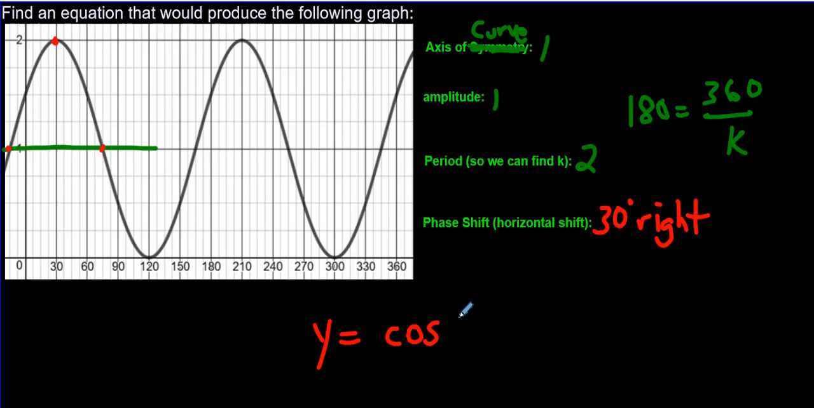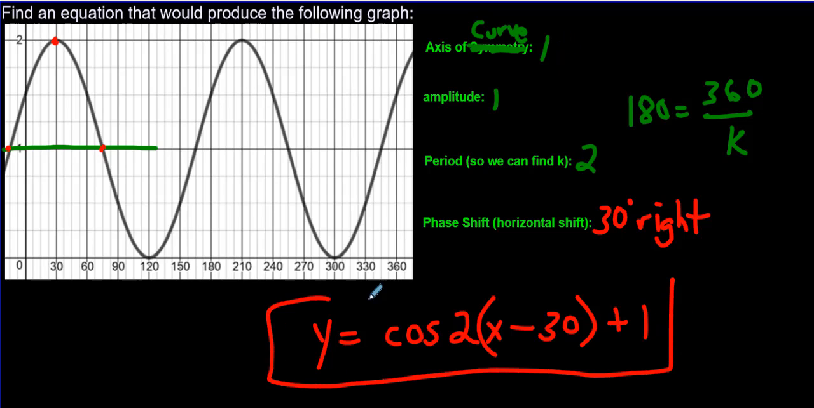Now next is k. K is right there, 2. Then we have x. Now be careful because there is a shift 30 degrees to the right. You're going to need brackets here. Okay, 30 degrees to the right, be careful. It's not a plus sign like you might think. It's always the opposite of what you think. So it's going to be x minus 30. The brackets always lie to us. And the axis of the curve, which goes on the very end, is 1. And here we have our equation that best suits this sinusoidal curve right here.